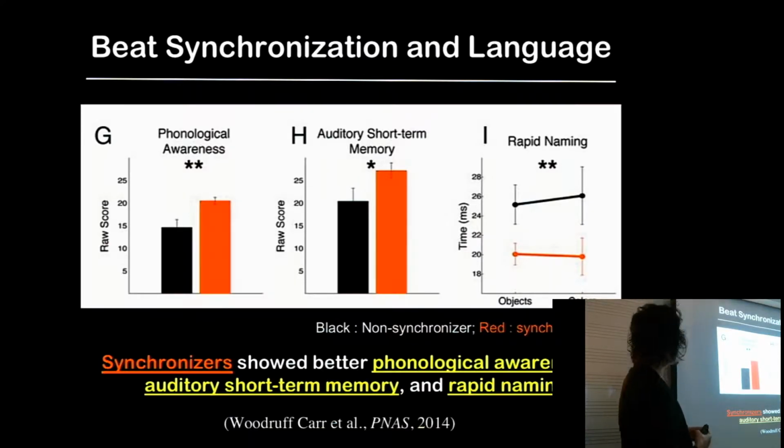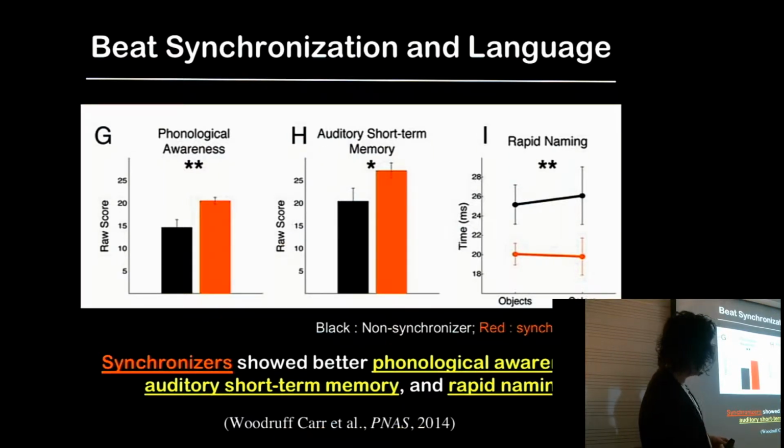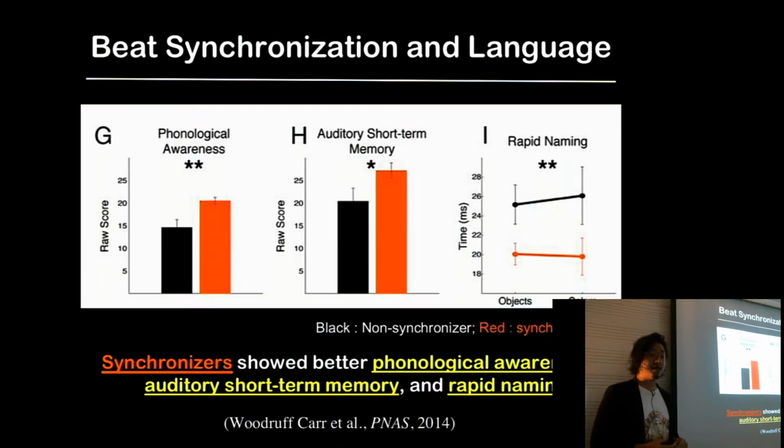So previous studies have shown that beat synchronization and language are closely related with each other. This study by Woodruff Carr et al., published in PNAS in 2014, has shown that synchronizers showed better phonological awareness and auditory short-term memory, as Yune said too, and also rapid naming. They also measured EEG and found that the auditory envelope information is well encoded in the synchronizers compared with the non-synchronizers.